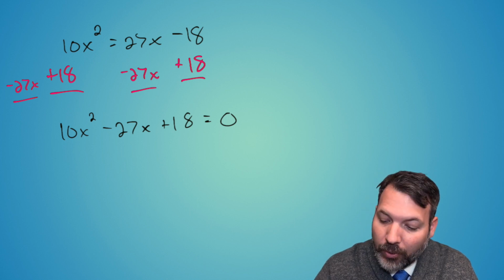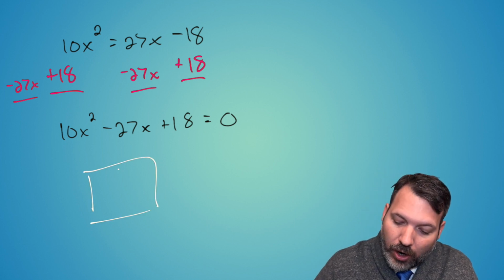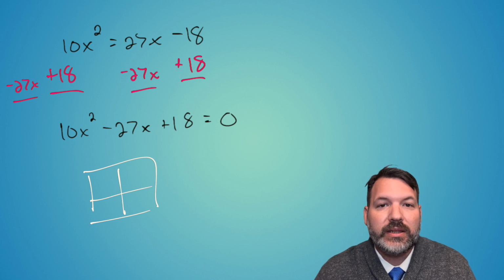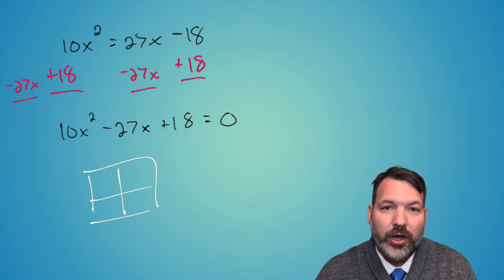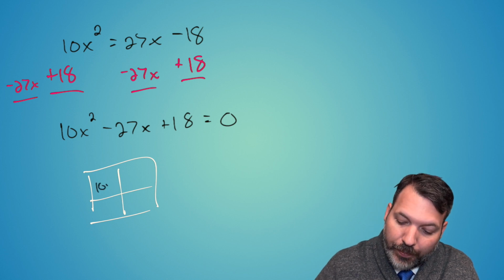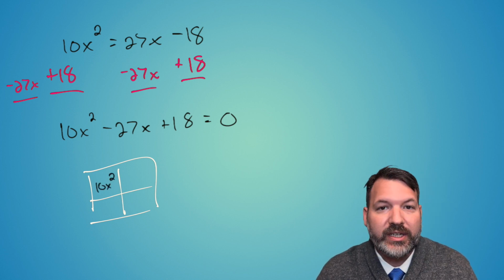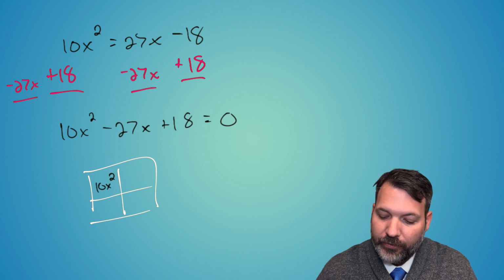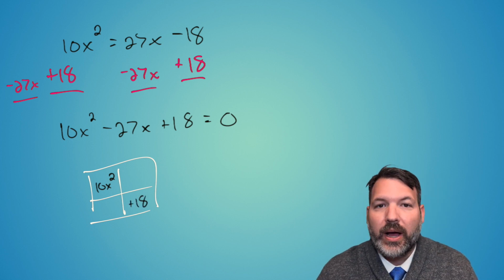But we're not going to worry too much about it because we are armed with the box method. So let's take these terms and put them in the box where they go. Where does the 10x squared come from? Of course, the upper left-hand box every time. Where does the plus 18 come from? Of course, the bottom right-hand box every time.